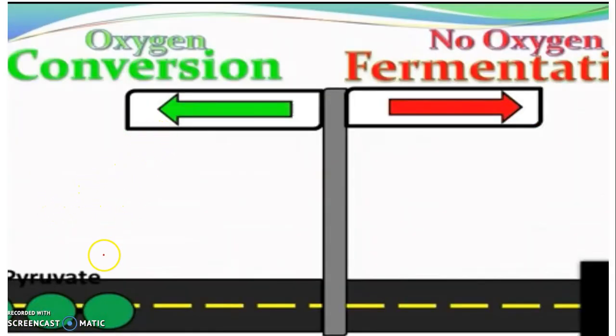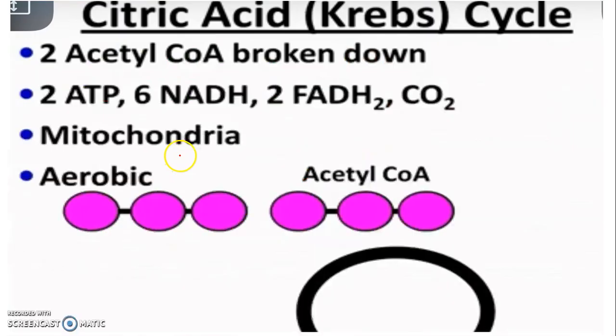Next, when the pyruvate is made in glycolysis, if there is oxygen available, it goes for the conversion phase. But if there is no oxygen, which is the case in anaerobic, it goes to fermentation. But let's look at when there is a presence of oxygen. When there is a presence of oxygen, the pyruvate enters the citric acid or Krebs cycle. So the pyruvate is broken down into, let me write this down.